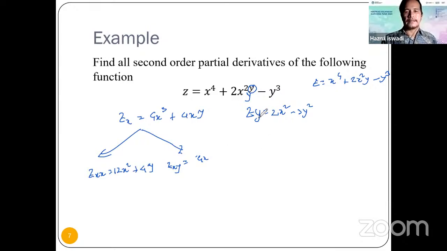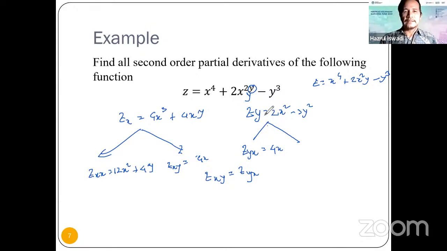Okay, then zy also has two branches, zyx. It means that zy will be differentiated with respect to x. So we have 4x, and usually zxy is equal to zyx.